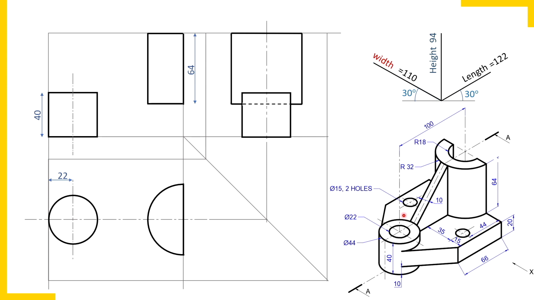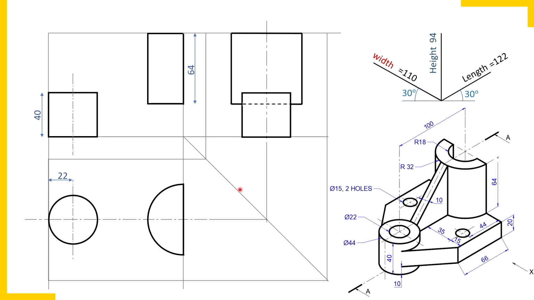So in the top view, its largest surface is visible. Correct? This surface is visible in the top view. How to draw the shape of that surface? First curved edges, then principal edges, and then non-principal edges. This is how we should proceed.